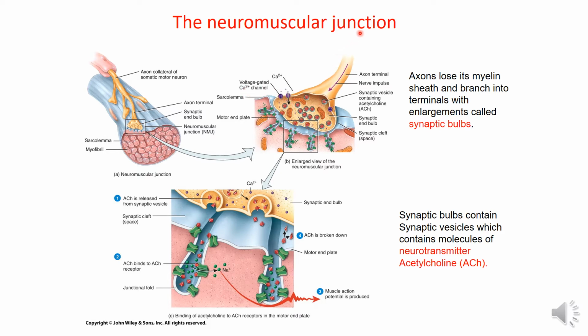When the axon reaches its terminal, it loses its myelin sheath and has a dilated end called the synaptic knob or synaptic button. The synaptic knob contains vesicles that contain thousands of acetylcholine molecules, mitochondria for ATP synthesis, and also specific voltage-gated calcium channels. Synaptic buttons contain synaptic vesicles which contain molecules of the neurotransmitter, acetylcholine.